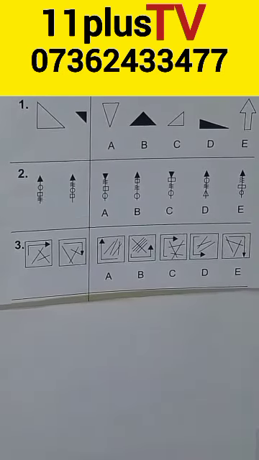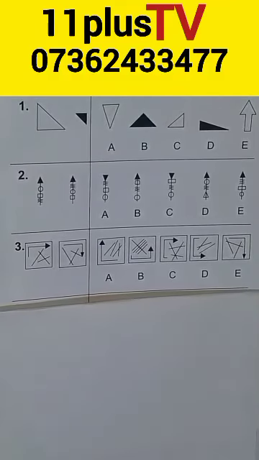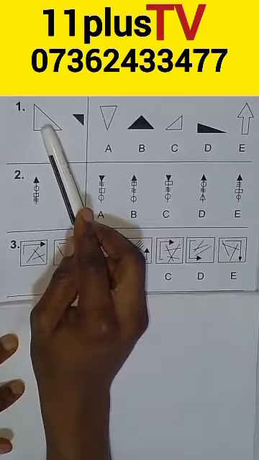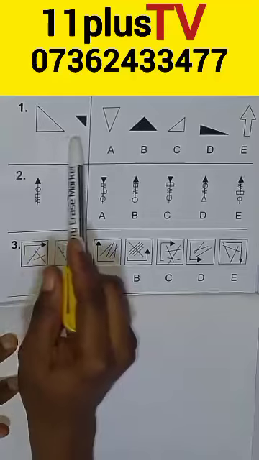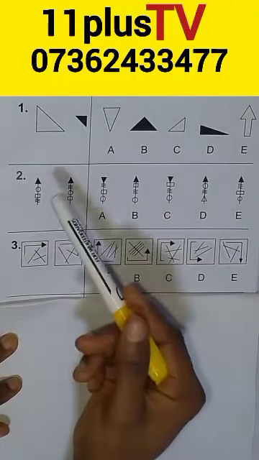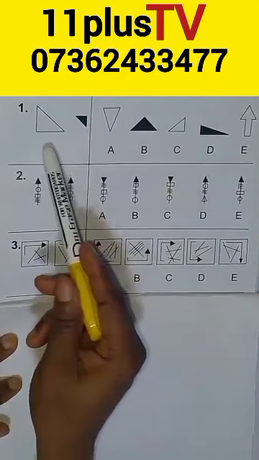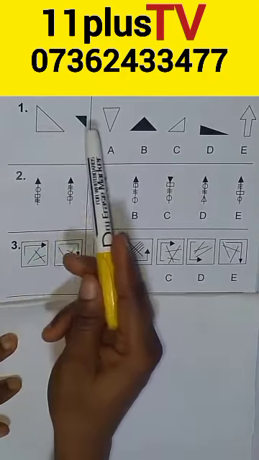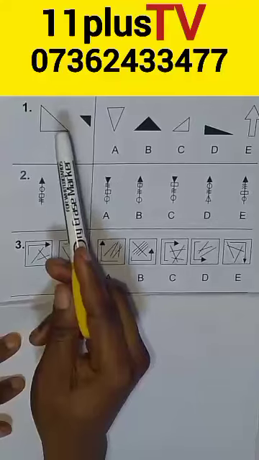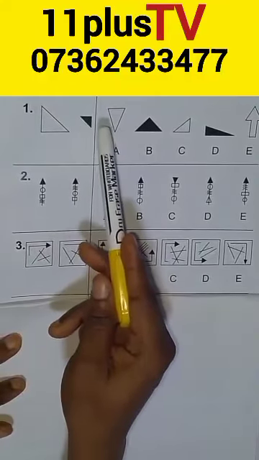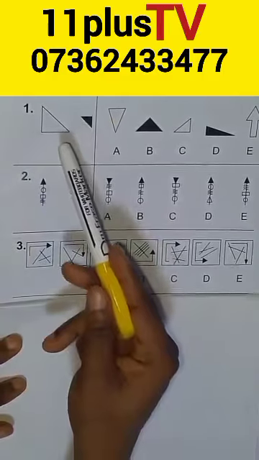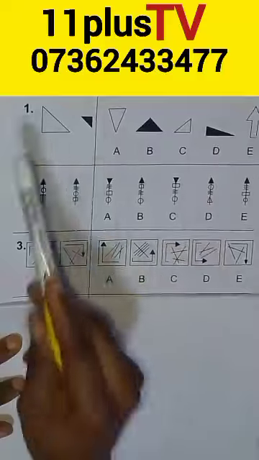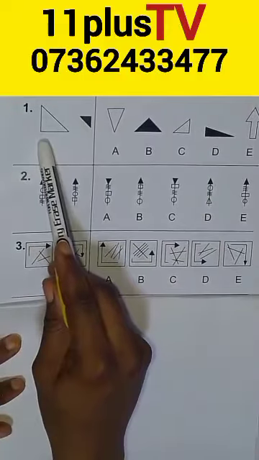Let's take question 1. Study the two figures on the left. They have one common feature: they are both right angle triangles. You ignore the differences. The differences are one is big and the other one is small, one is shaded white and the other one is shaded black, one is rotated while one is upright. So you ignore the differences, but the common feature is that they are both right angle triangles.